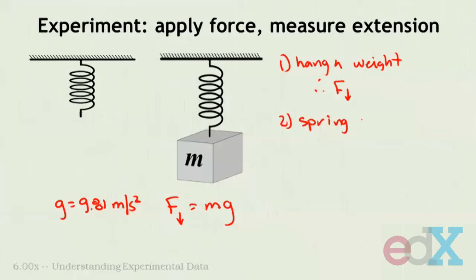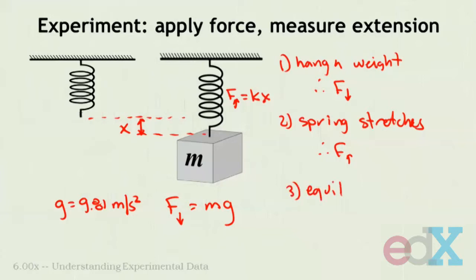So the spring stretches out, and the more it stretches, the greater the extension, obviously. So here's the measured extension of the spring. Here we can measure how far the spring stretches when we add the weight. And we're going to get an upward force by the spring resisting the extension, and in fact that upward force, according to Hooke's law, is equal to the spring constant times the amount of extension.